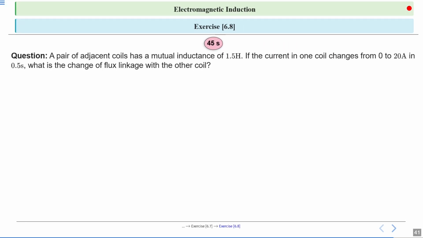Okay, next question, next exercise. A pair of adjacent coils has a mutual inductance of 1.5 Henry. If the current in one coil changes from 0 to 20 ampere in 0.5 second, what is the change of flux linked with the other coil? It is similar to the previous question, but here in place of self-inductance, there is mutual inductance. We have to find the change of flux linkage. I will give you some time to think about it.